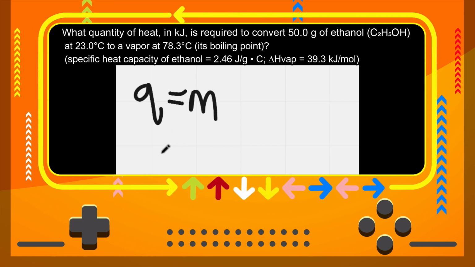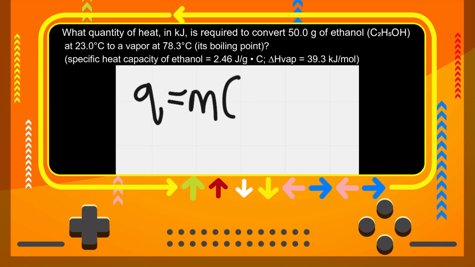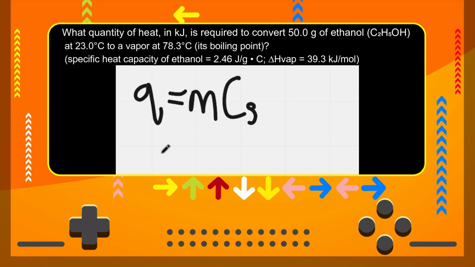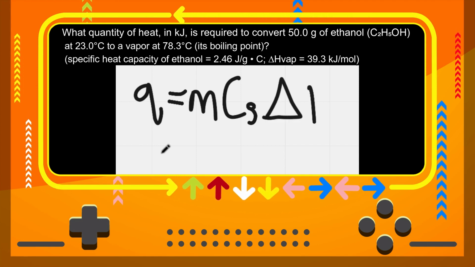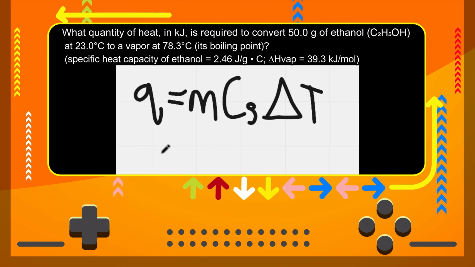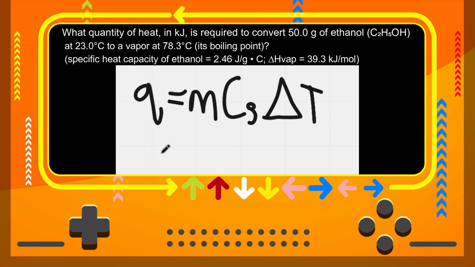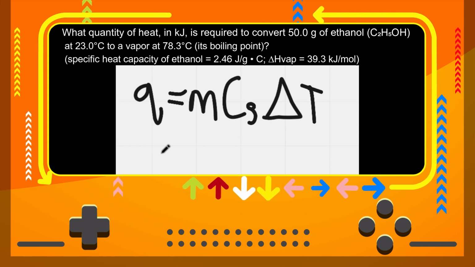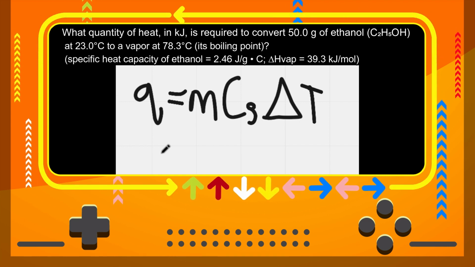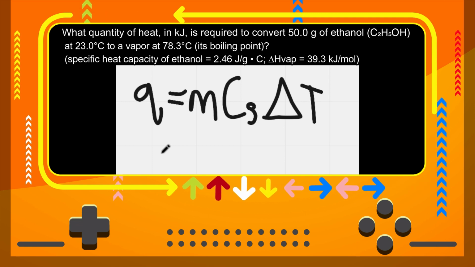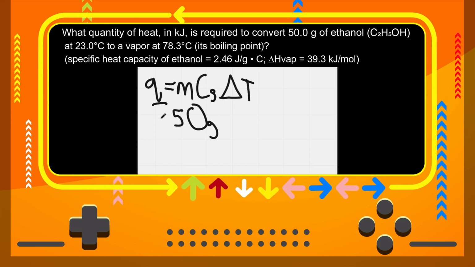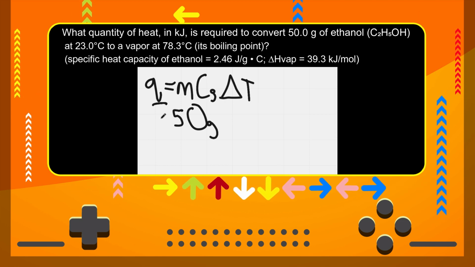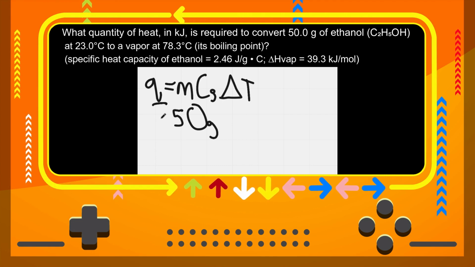Q equals M for mass, Cs for specific heat capacity, and then of course we've got the delta T for temperature. If y'all forgot about delta, in the chemistry world that's just the change in temperature. So we're talking about change in temperature right here. Because we're looking for the heat, we know our M, that's 50 grams. That's what we've got here. Big 50.